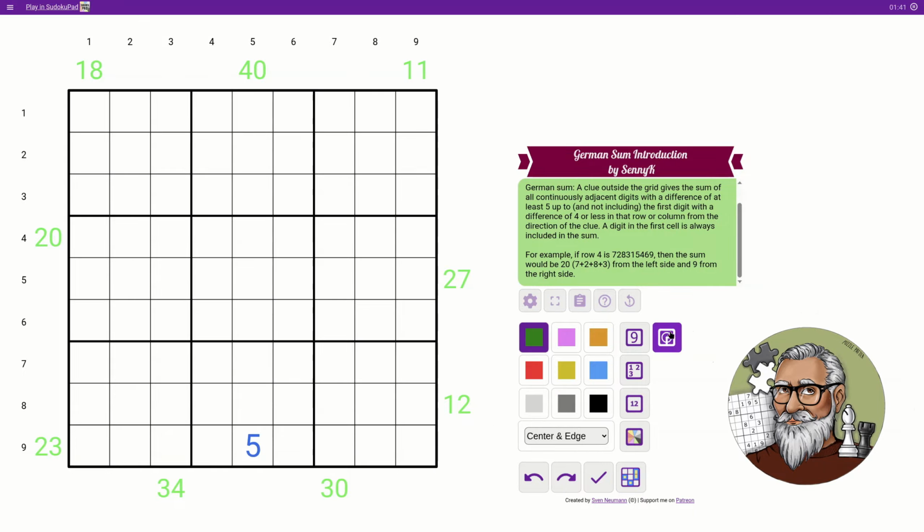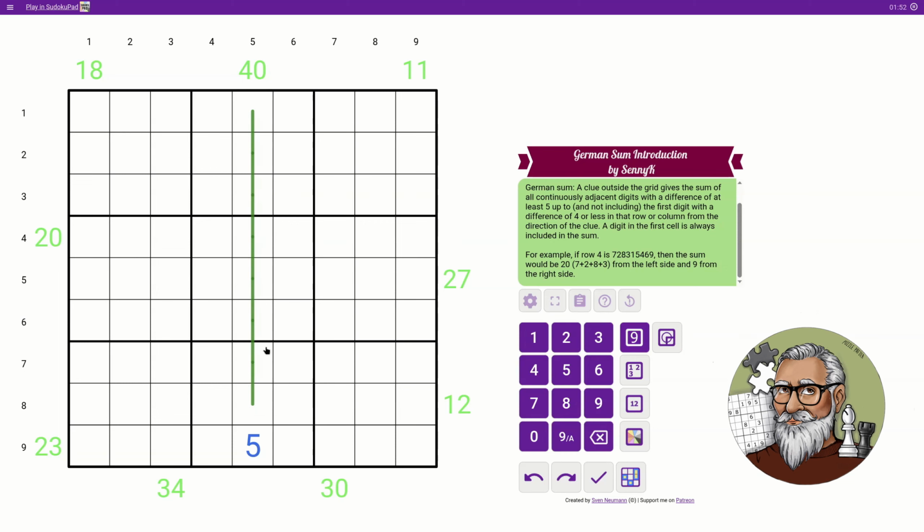And I'm going to put a color here. Do I need to though? Do I need to? I don't know if I need to actually, do I? Probably not.